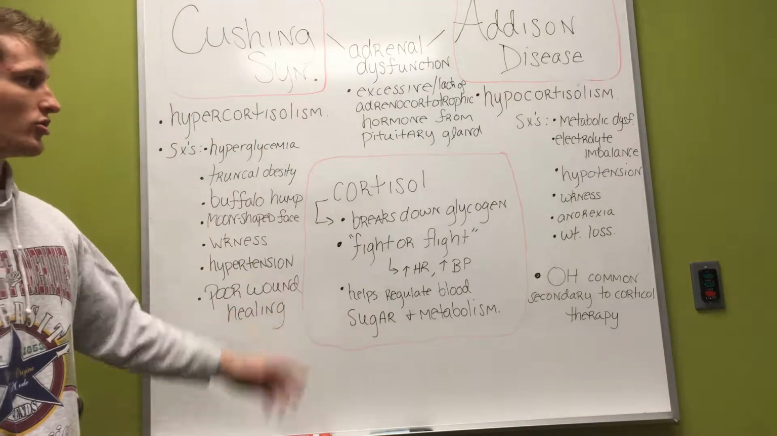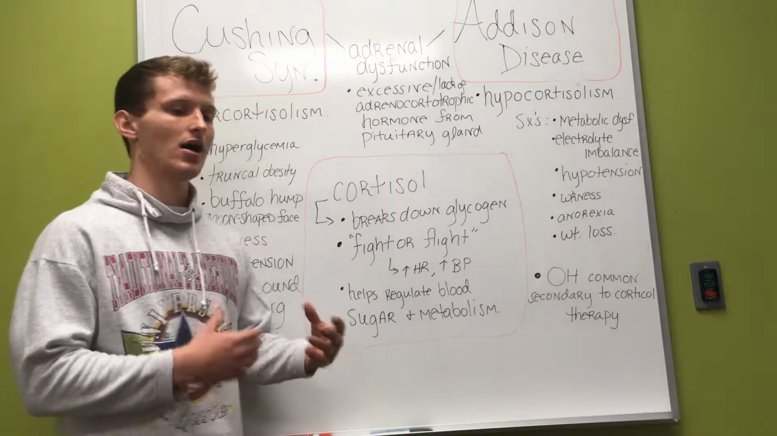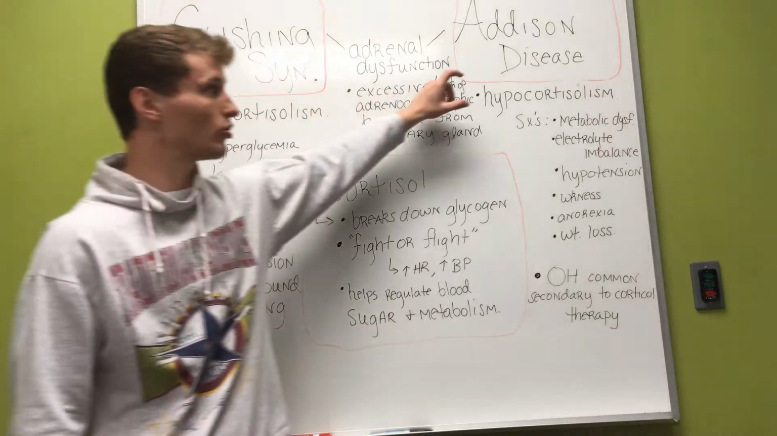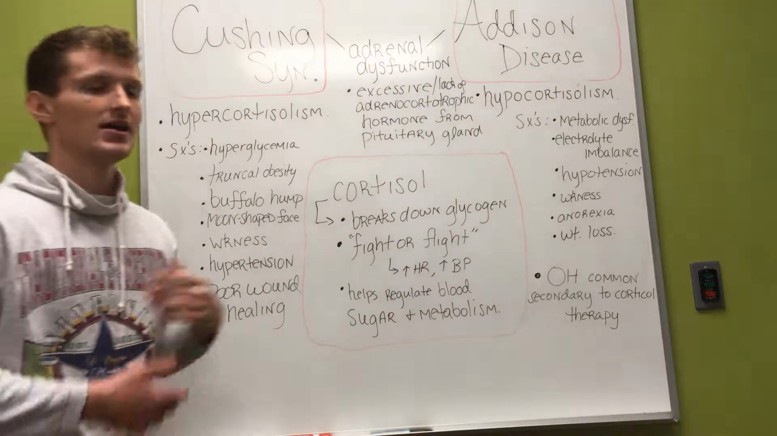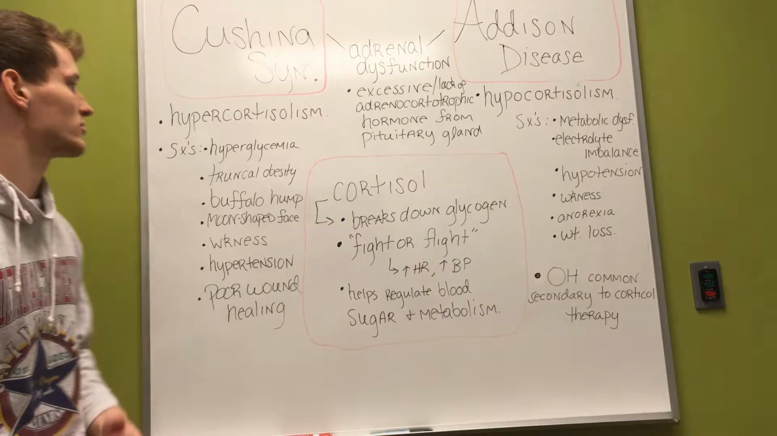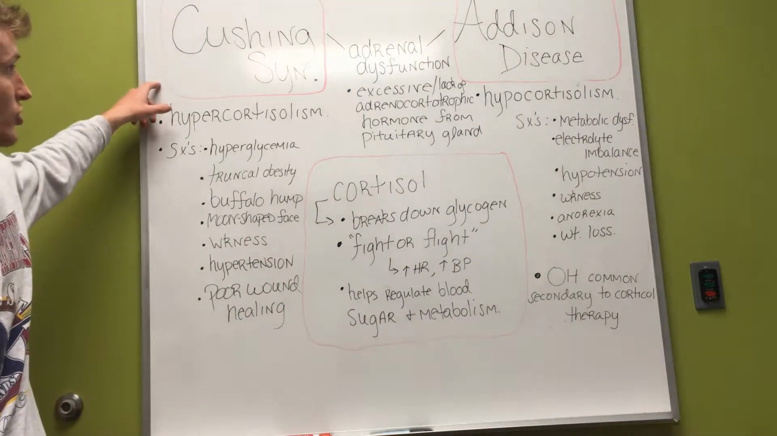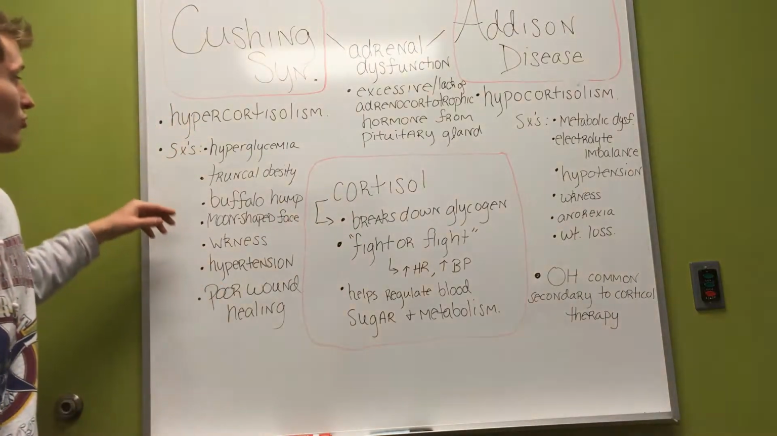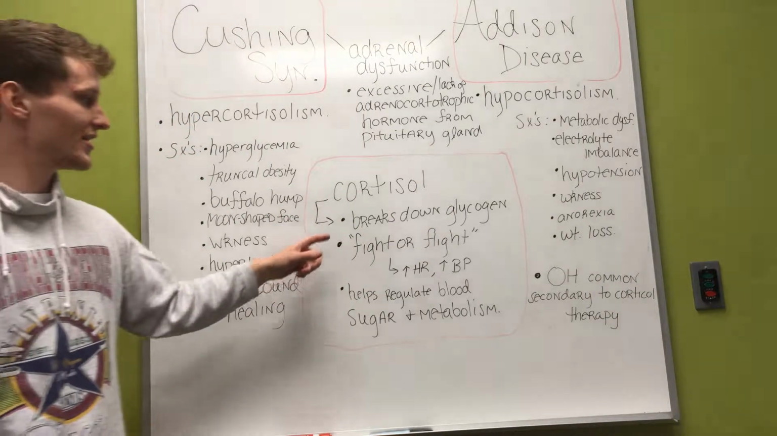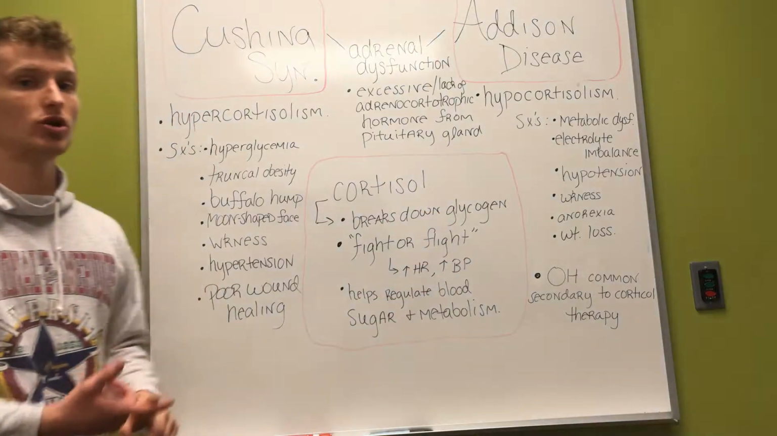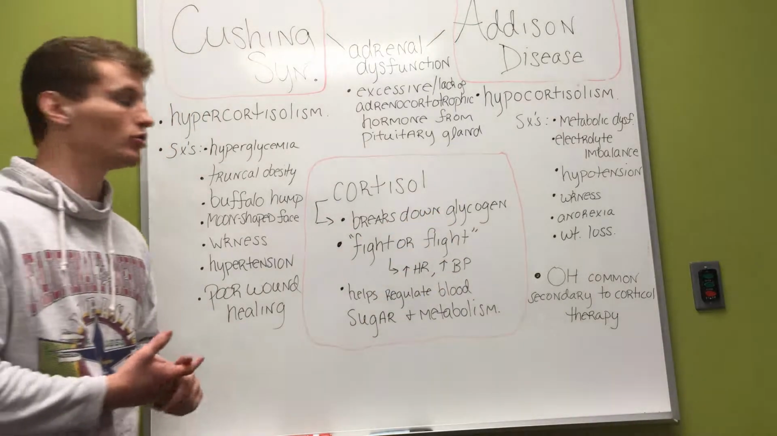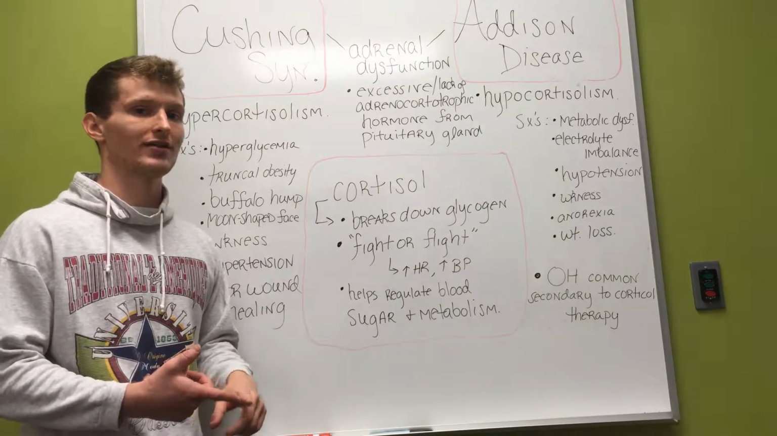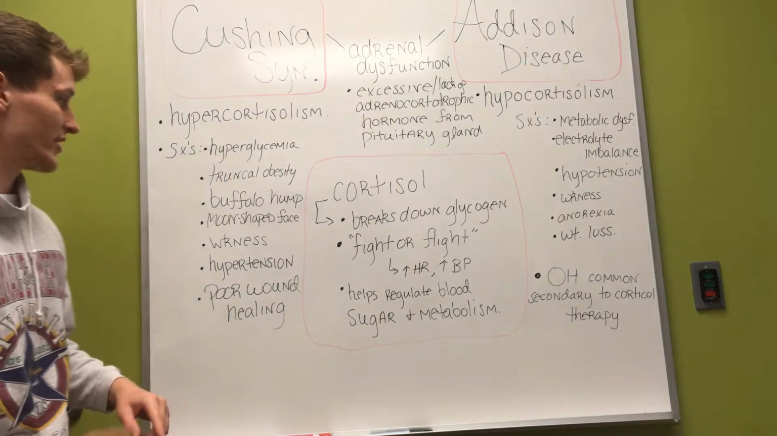So now that we know what cortisol does, we can kind of get an idea of how too much cortisol in the situation with Cushing syndrome or too little cortisol in the situation with Addison's disease can affect our body and how it'll present in our patients. So, like I said, Cushing syndrome is hypercortisolism, too much cortisol in the system, and it results in hyperglycemia because of this breakdown of glycogen into glucose, therefore we have an elevated blood glucose level. Truncal obesity, again, because of that elevated blood glucose level and that excessive breakdown of glycogen.